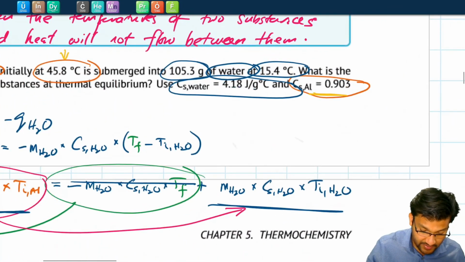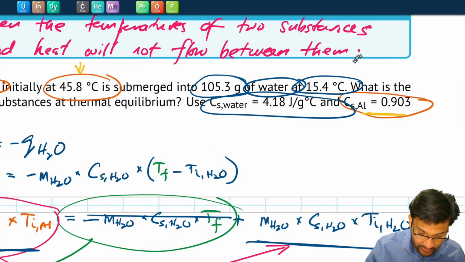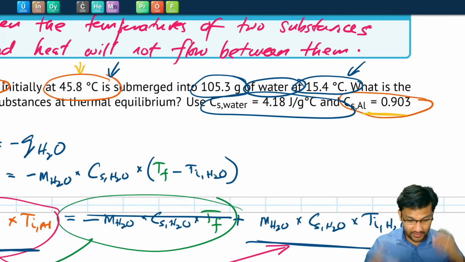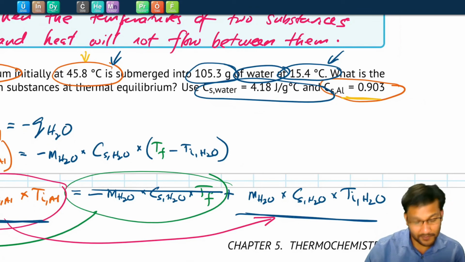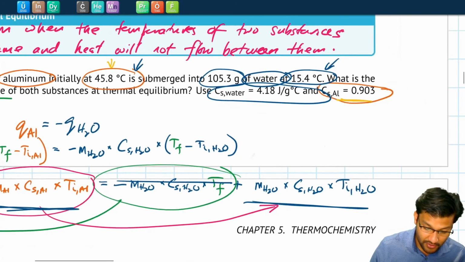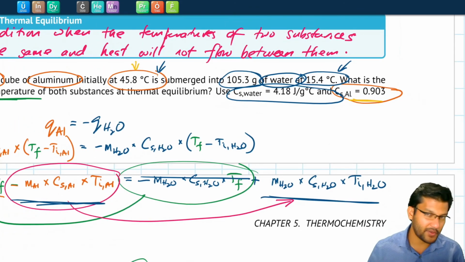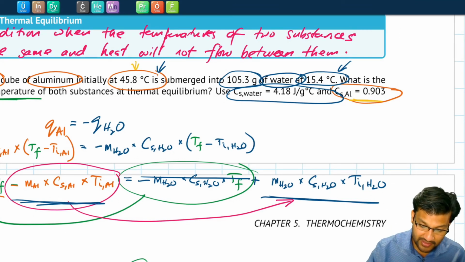We said that it's going to be somewhere between the lowest temperature and the highest temperature. The lowest was 15.4, the highest was 45.8. 17.3 is between those two. So it seems like the final answer is correct. You might be asking, why isn't it somewhere halfway between the two? Why is it so close to the lowest temperature?